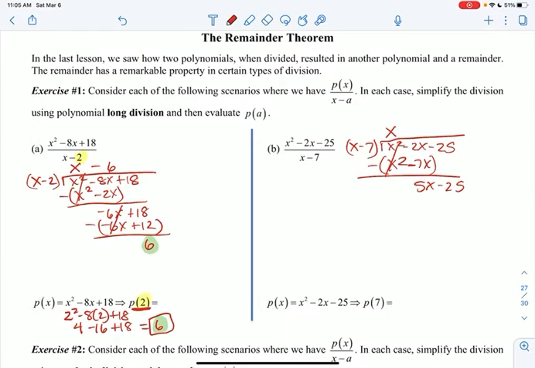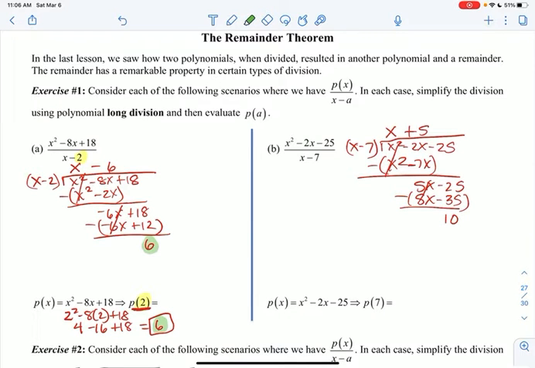X goes into 5x 5 times. 5 times x is 5x. 5 times negative 7 is negative 35. But of course I'm subtracting that. So negative 25 minus negative 35 is 10.